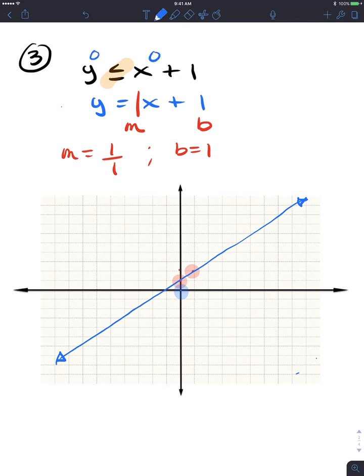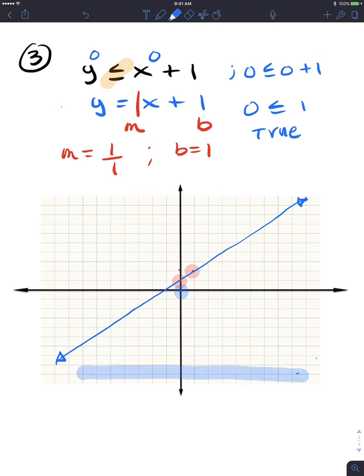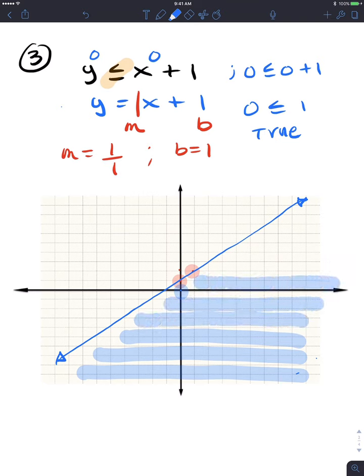I'm going to verify this inequality. 0 less than or equal to 0 plus 1, which is 0 less than or equal to 1. This is a true statement. What that means is I'll shade the lower left region because this is the region in which our test point lives. Every point in this region will satisfy the inequality. This is our graph.